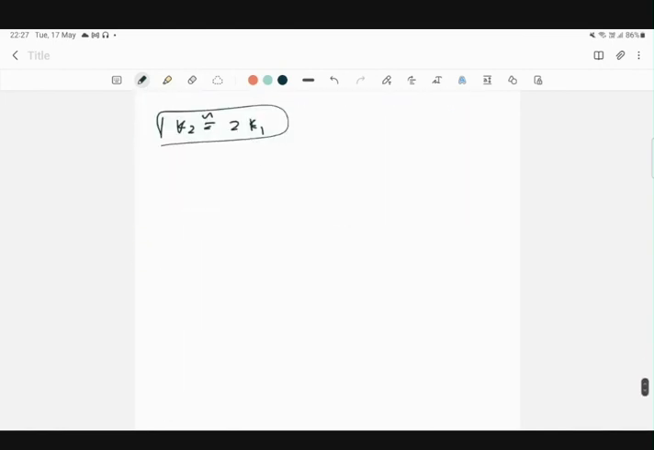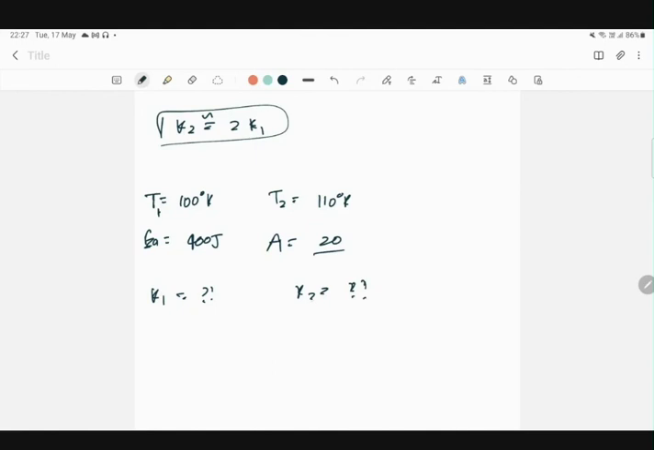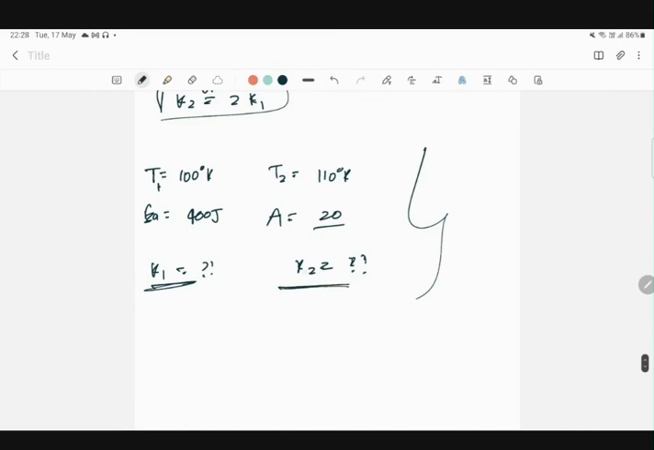You can calculate this: take T1 equal to 100 Kelvin, T2 equal to 110 Kelvin, EA equal to 400 joules, and A equal to 20, and then calculate K1 and K2. You guys do this as homework. Calculate K1 and K2 and let me know in the next class what the values are, and most probably K2 will be double K1. Okay, got it?